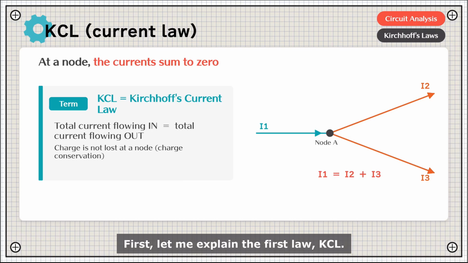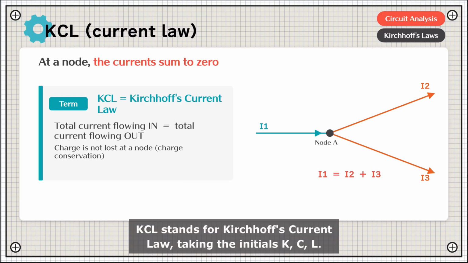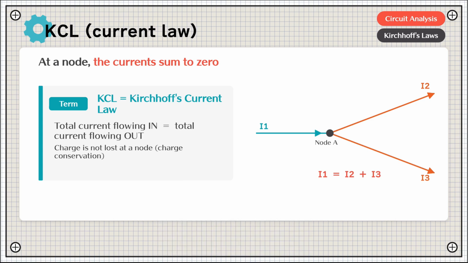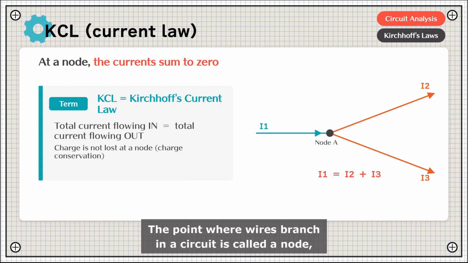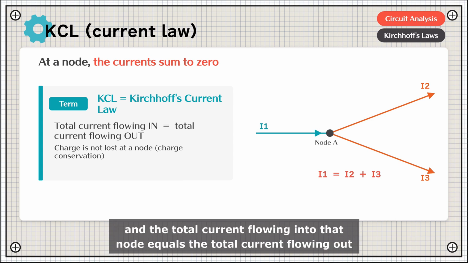First, let me explain the first law, KCL. KCL stands for Kirchhoff's current law, taking the initials K, C, L. What KCL says is simple. The point where wires branch in a circuit is called a node, and the total current flowing into that node equals the total current flowing out of it.